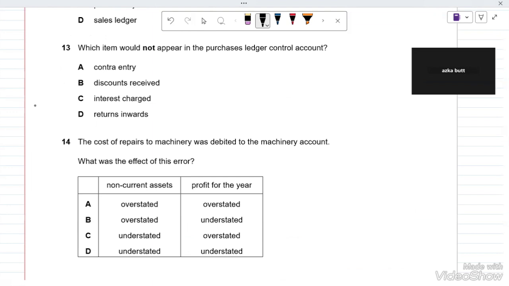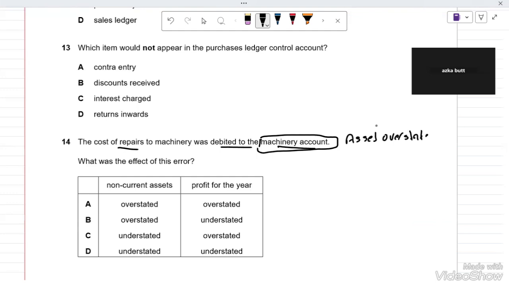Okay. So the next question is that the cost of repairs to machinery was debited to the machinery account. What was the effect of this error? Okay, so basically, the cost of repairs to machinery was debited to the machinery account. So it means that we overstate the assets, because the machinery account is our asset.